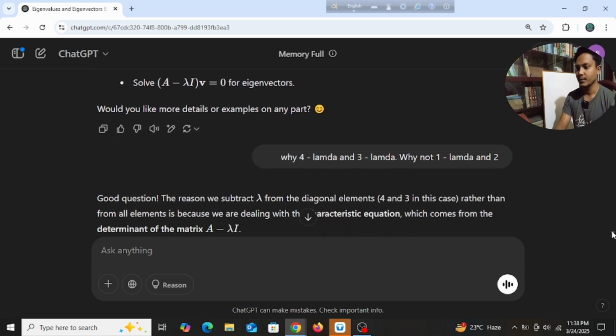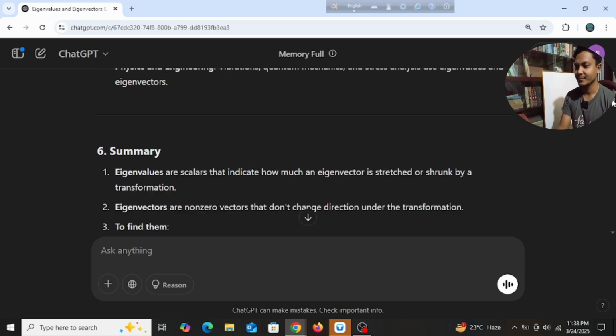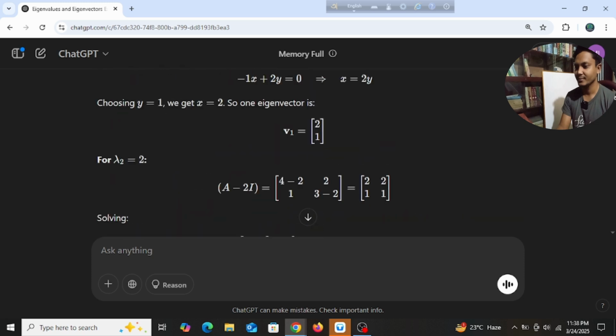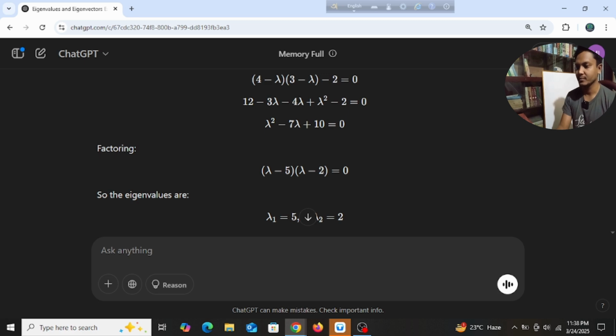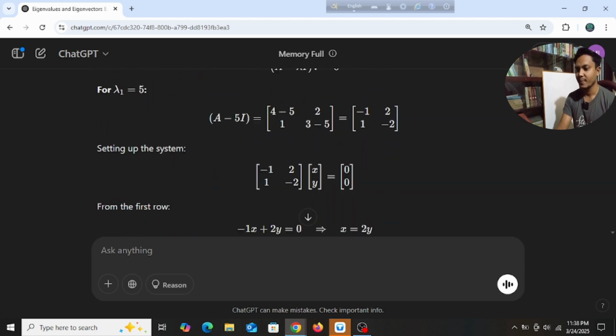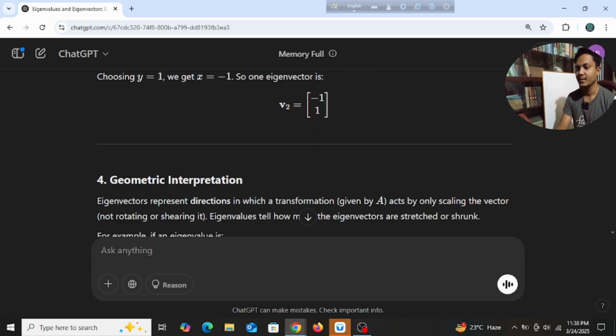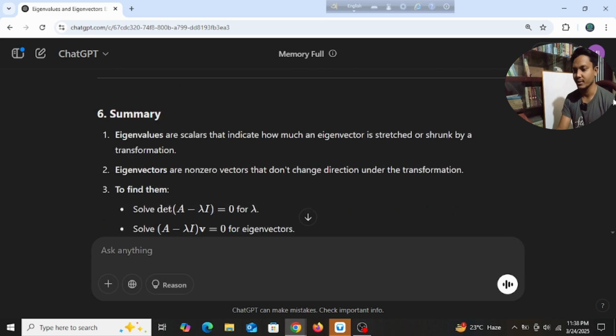Now I have asked a question here. Maybe you will not understand this: why 4 minus lambda and 3 minus lambda, why not 1 minus lambda? So that means, guys, if I show you, you see here, I just asked why 4 minus lambda and 3 minus lambda, why not lambda with them? As a new learner, things seem quite difficult sometimes, and sometimes you get confused with the same thing, right?